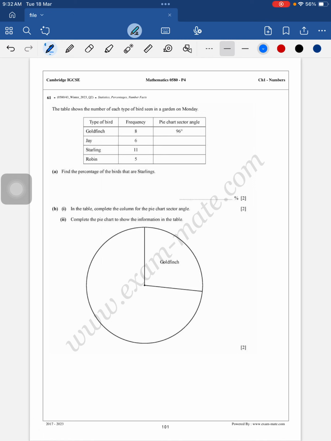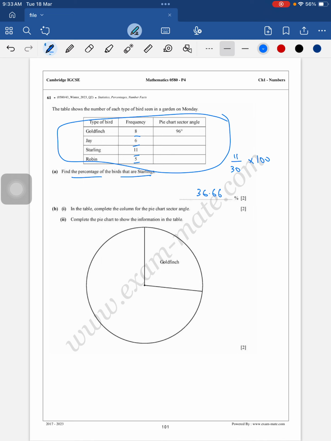Question number 61. The table shows the number of each type of bird seen in a garden on Monday. We are given this data, which you can see over here. Find the percentage of the birds that are starlings. Starling is 11, and the total frequency of birds is 8 plus 6 is 14, 14 plus 11 is 25, 25 plus 5 is 30. 11 upon 30 multiplied by 100 to take out the percentage. We are getting 36.66%.